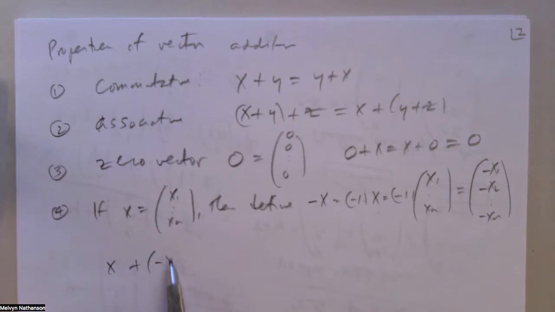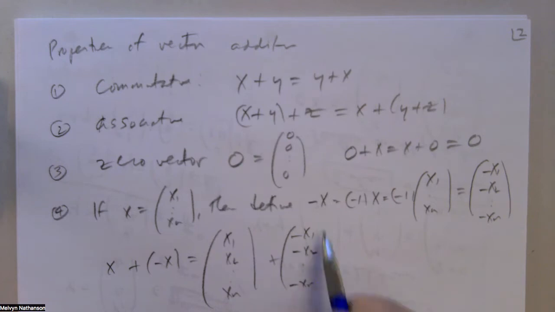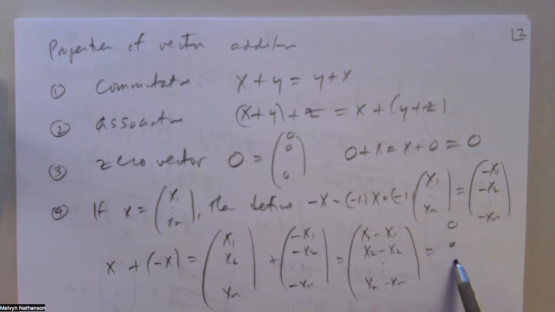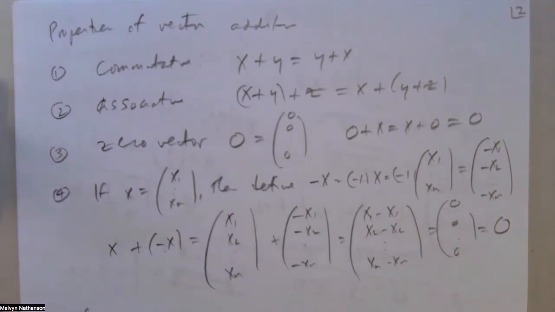And if you add x plus the vector minus x, that's x1, x2 down to xn, plus minus x1, minus x2 down to minus xn. So when you add coordinates, this is x1 minus x1, x2 minus x2, xn minus xn. That's 0. So that's the 0 vector. So for any vector x, here's a vector, minus x, and x plus minus x is 0.